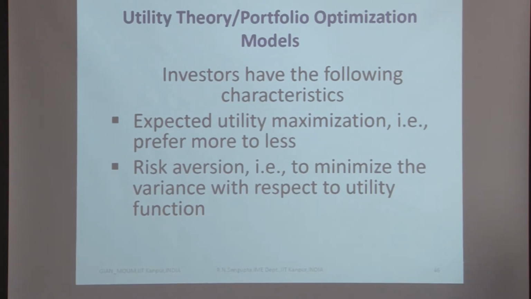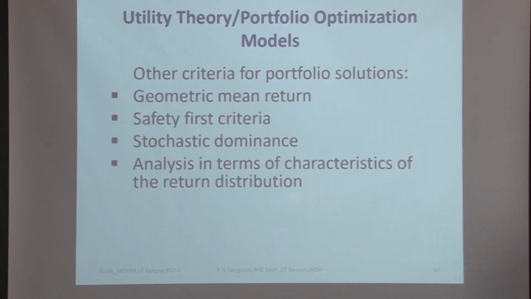So, in many of the cases you have either the expected utility maximization, or risk aversion, which basically means you want to minimize the risk, the variance, with respect to the utility function. Generally, for mean values, in many of the cases we see that trying to find the expected value of the mean may not give you the right answer.